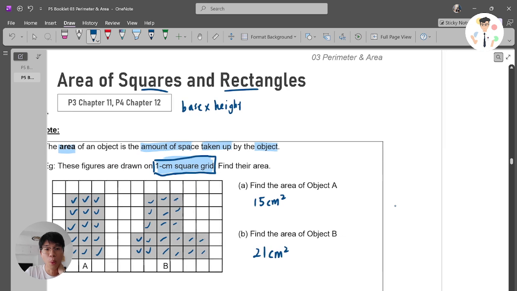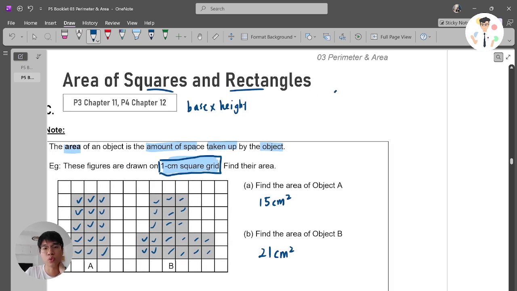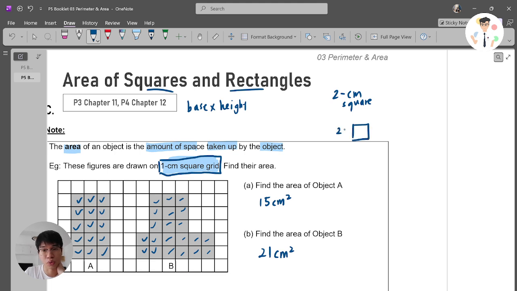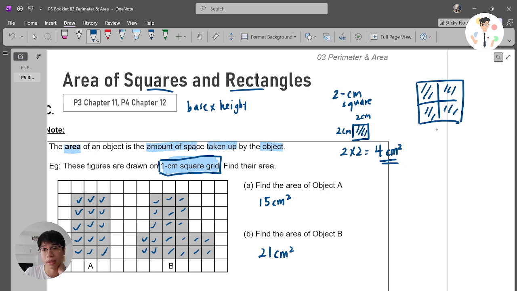Okay. Now, what if I change the question to be a 2 cm square grid? 2 cm square grid means what? It means that here will be 2 cm, here will be 2 cm. So the area here will be 2 times 2, which is 4 cm square. So for example, if I have something like this, and I say this is shaded, this is shaded, this is shaded, this is shaded, then what would it be? I will count 1, 2, 3, 4. I have 4 of such 4 cm square. So it will be 4 times 4, 16 cm square.